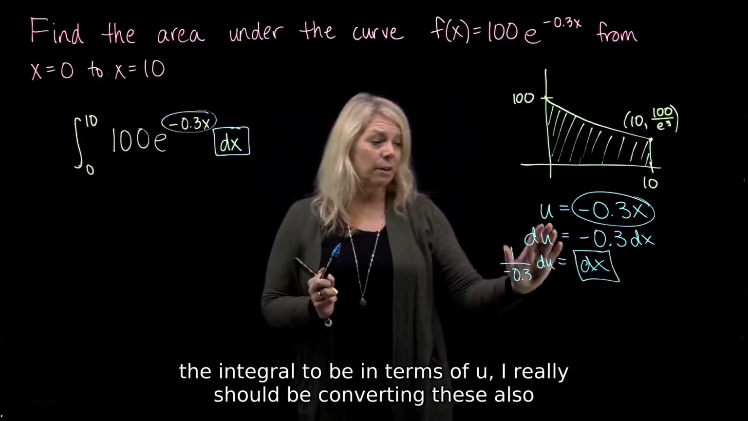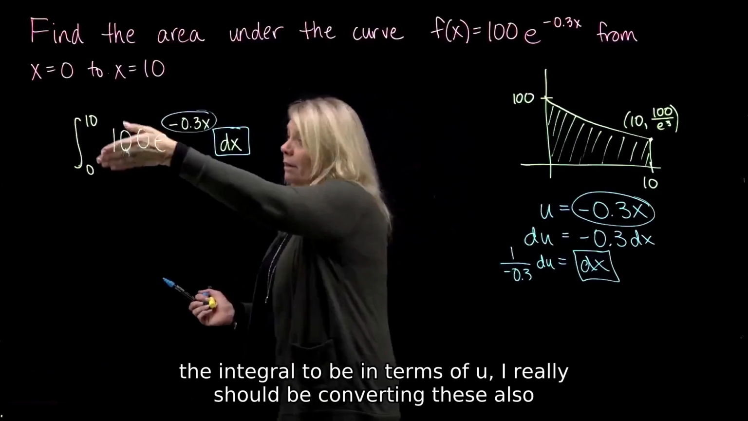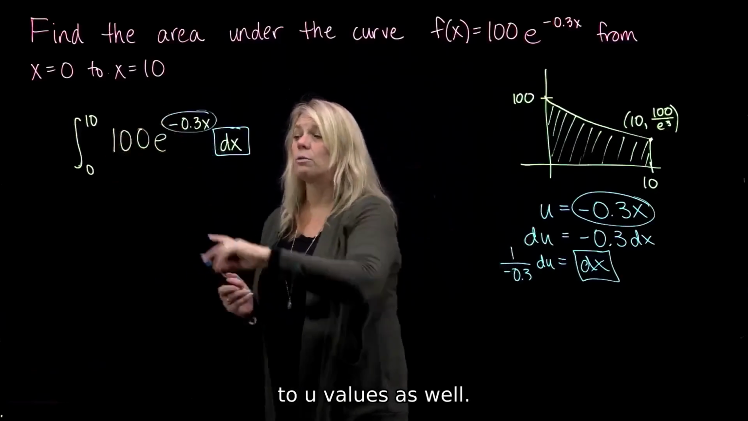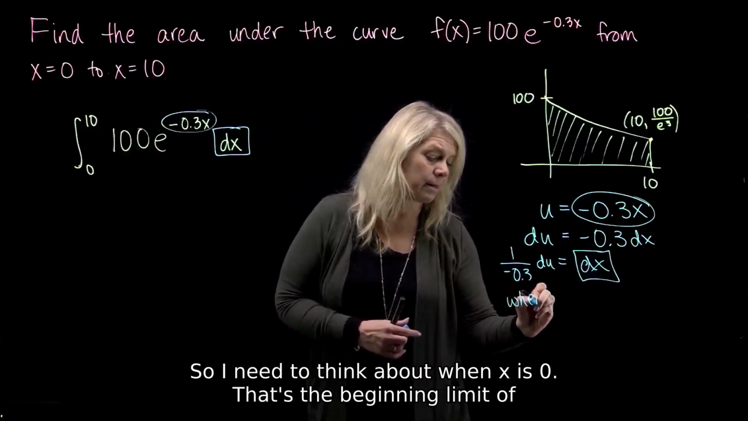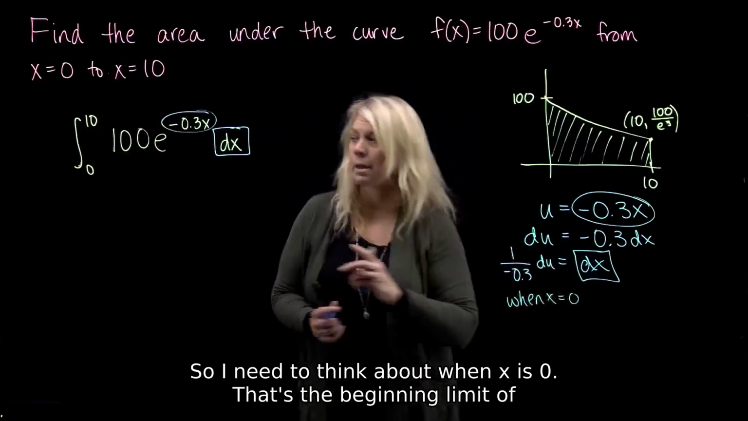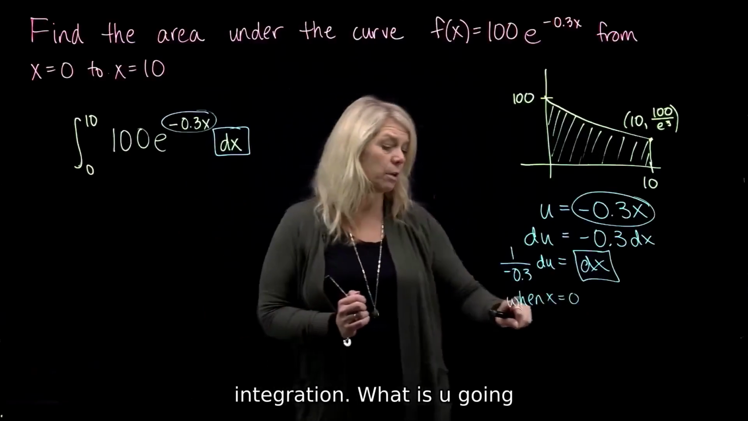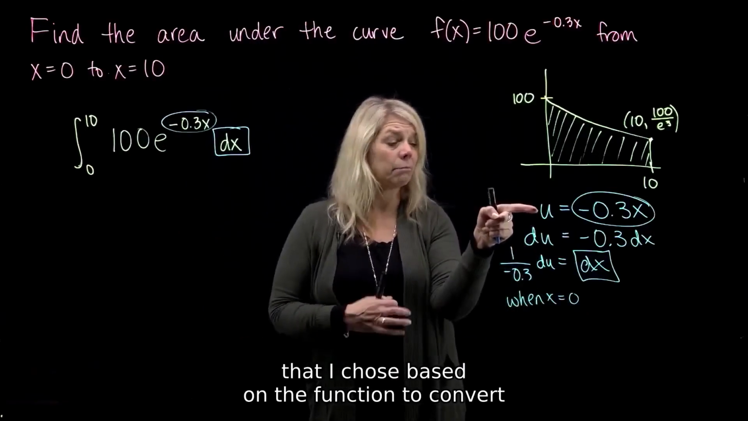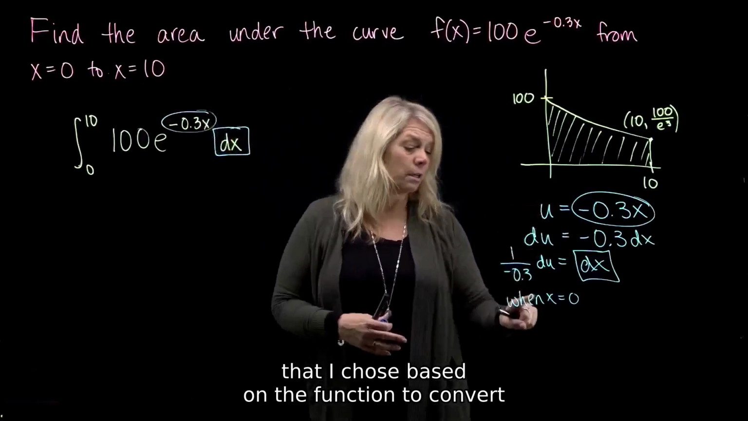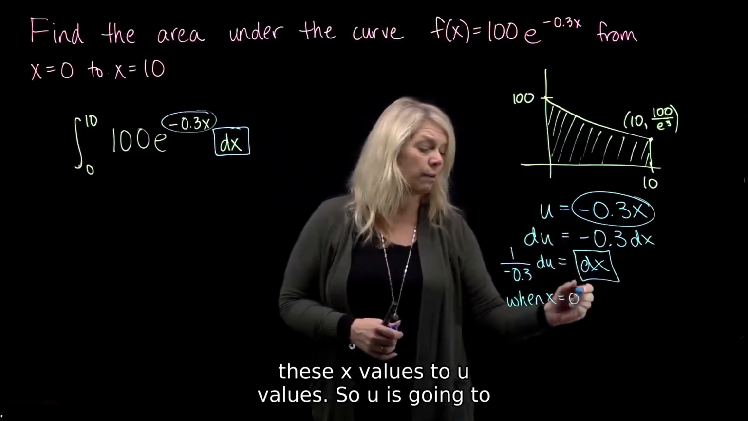And if I'm going to convert the integral to be in terms of u, I really should be converting these limits also to u values as well. So I need to think about when x is 0, that's the beginning limit of integration, what is u going to be? I'm just using my u substitution that I chose based on the function to convert these x values to u values.